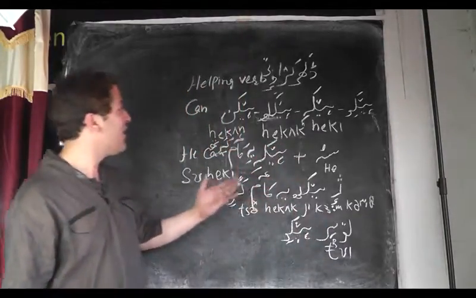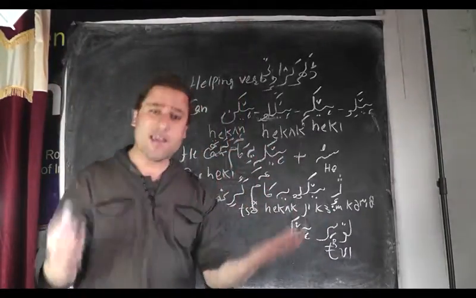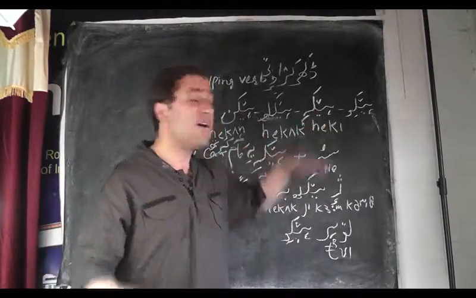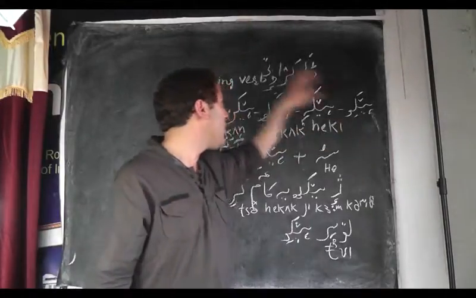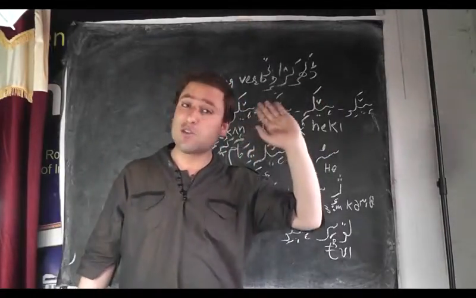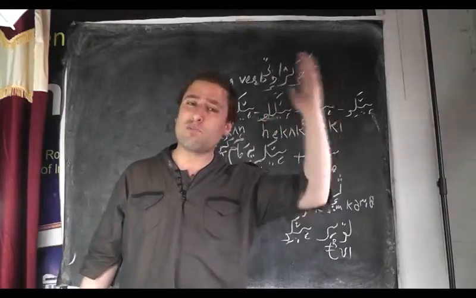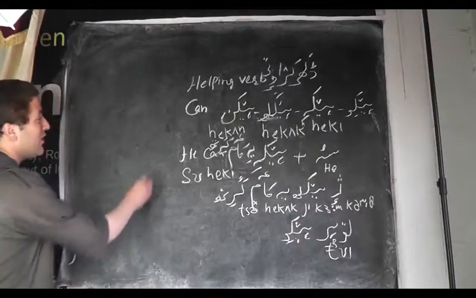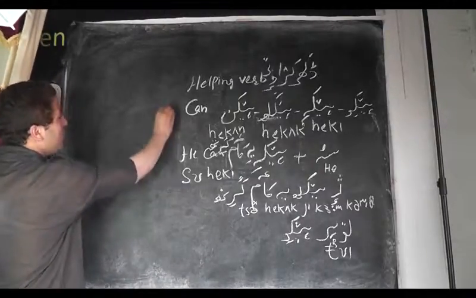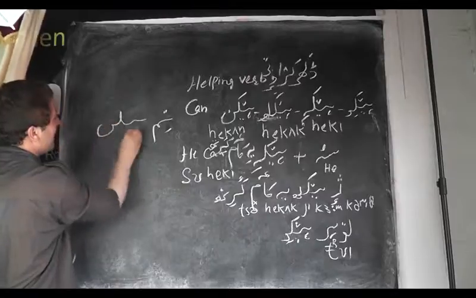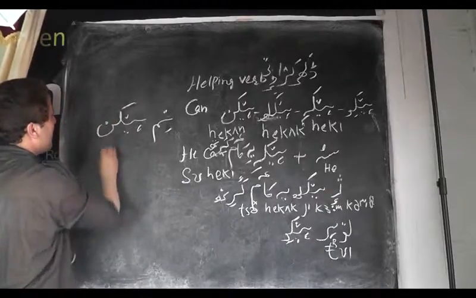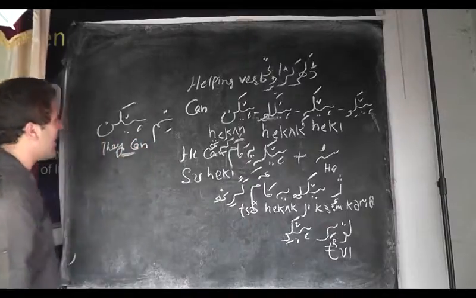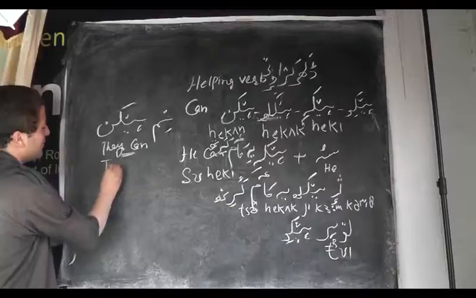And tim is they. For su, he, we use hekyi. For she we use hekyi. For you as plural we use hekyi. And for they, plural masculine or plural feminine, we use hekan. So I will give the example here. We can say tim hekan. They can. I write here tim hekan.